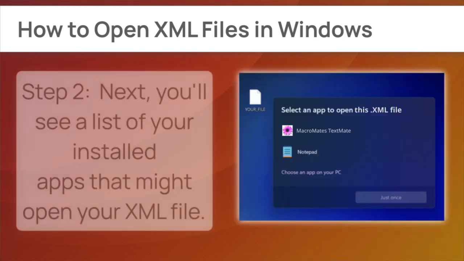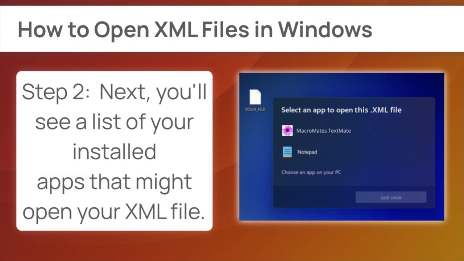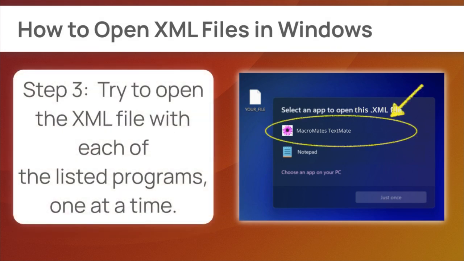Right-click the XML file and click Open With. If Macromate's TextMate is present, use that first. If it's missing, select another program. A quick test will reveal the right app.